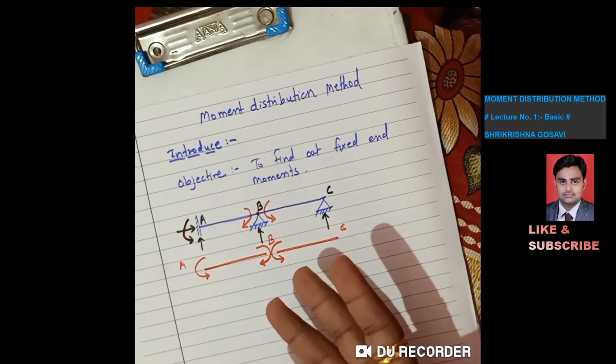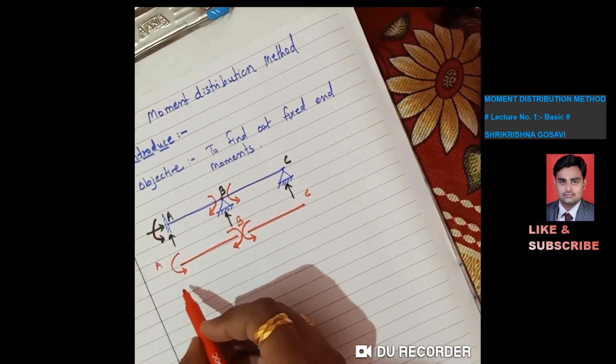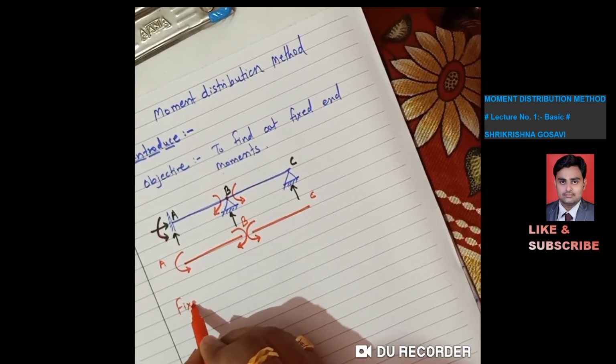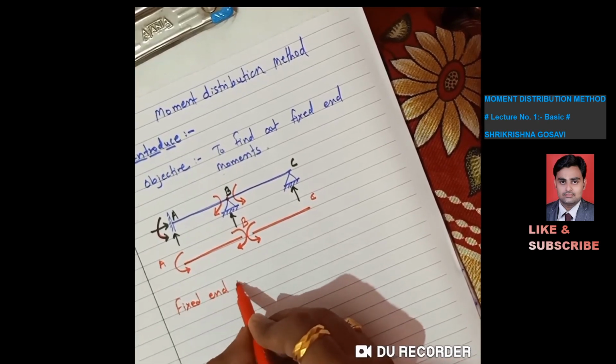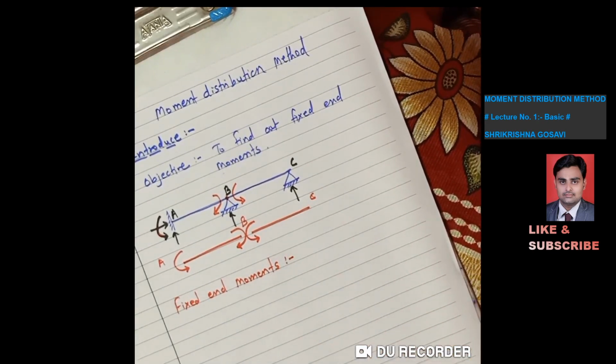Some terminologies are there in the moment distribution method. We will see those terms one by one. First of all, what do you mean by fixed end moments? I will tell you the meaning of fixed end moments. Fixed end moments are induced at the ends of the member due to the applied load, considering the member to be fixed at both the ends.